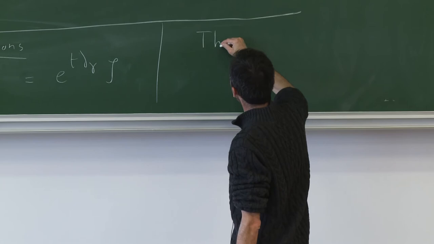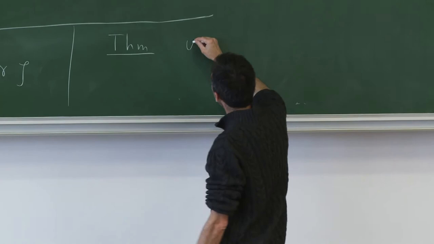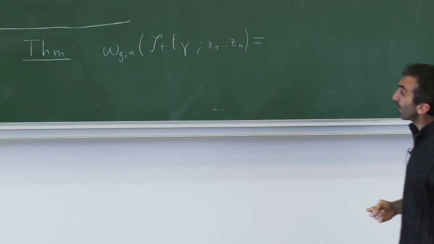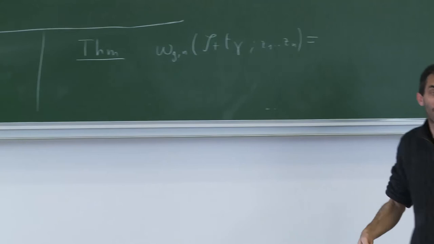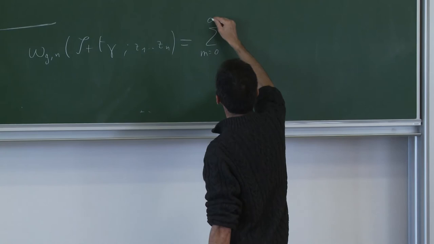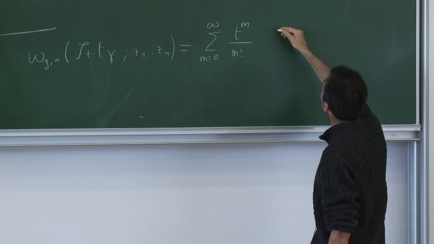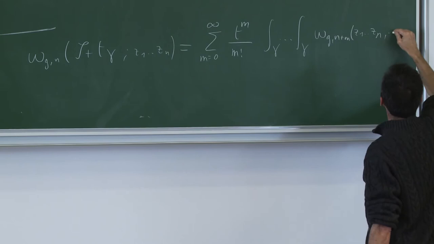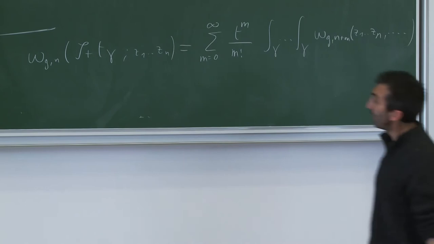So the theorem, which is almost totally obvious, is that if you want to compute omega_{g,n} of the deformed curve at z_1, ..., z_n, by definition, well, almost by definition, this is the result of the Taylor series expansion: the sum from m equals 0 to infinity of t to the m over m factorial, times the integral over gamma of omega_{g,n+m}(z_1, ..., z_n, ...), where all the other variables are integrated over the cycles. And the theorem is that it's absolutely convergent.